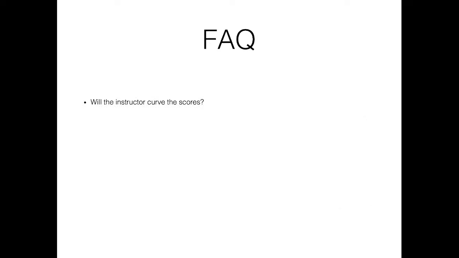Will the instructor curve the score? The answer is that if you are undergrad students, 59 becomes 60 and 69 becomes 70, and that's all. The others will remain your original score. I know that for undergrad students, 60 means pass. For graduate students, 70 means pass. So if you get 59 or 69, you will pass. But for the others, if you are below 59 or below 69, the score will be what it is.